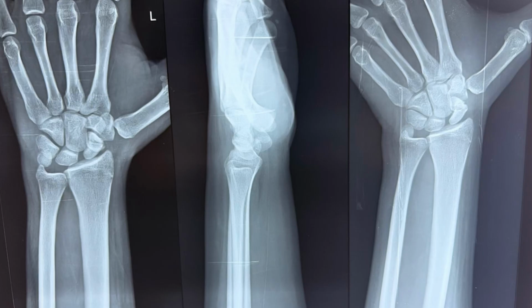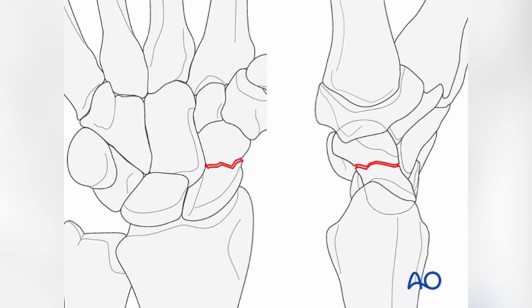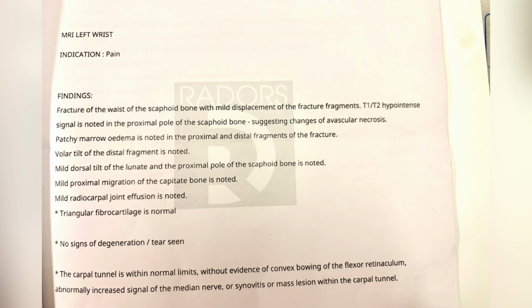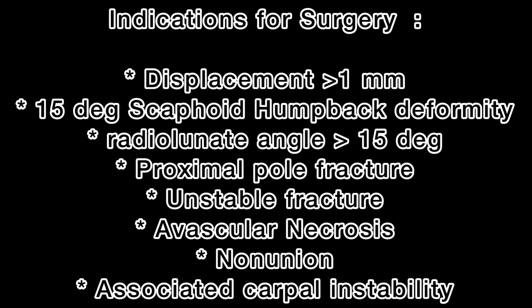Herein we have a patient who had a 4-month-old non-union of scaphoid fracture, which is identifiable in both AP and lateral views, and it has even gone into avascular necrosis, which we can see in the MRI of his scaphoid bone. So these are the indications for surgery.